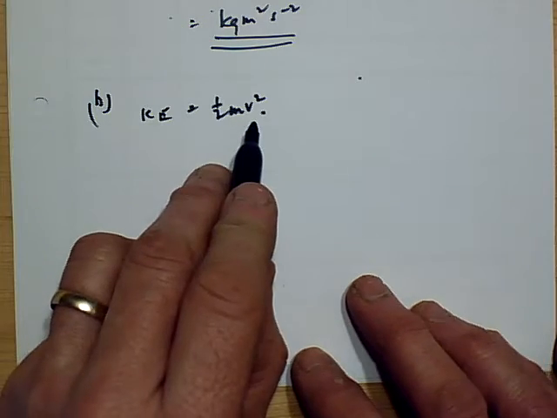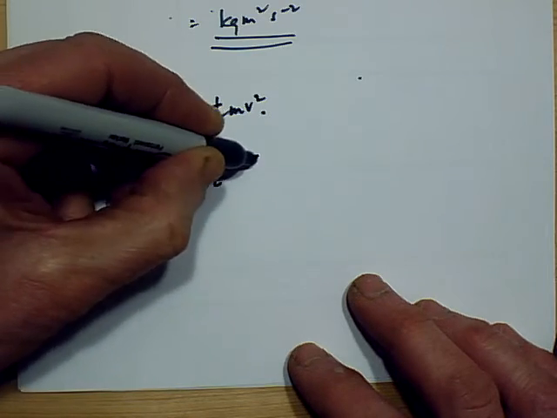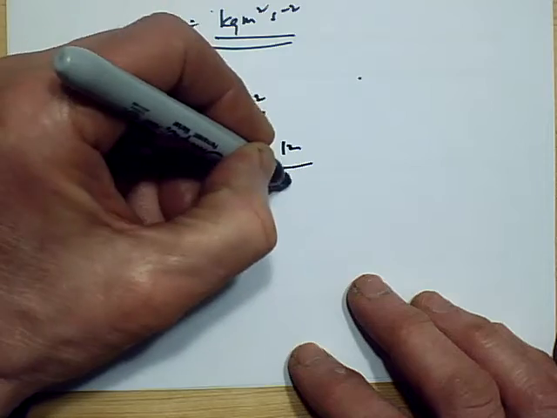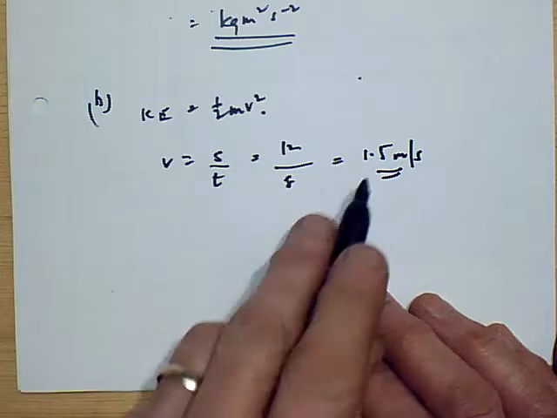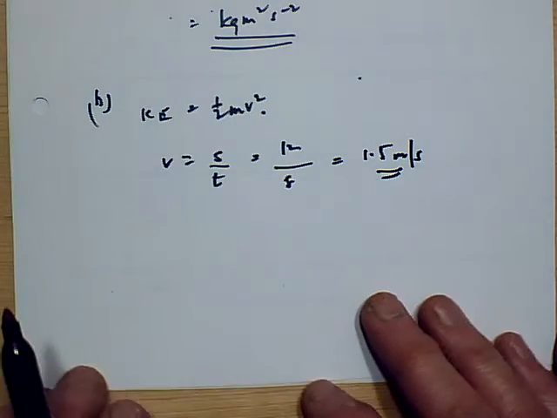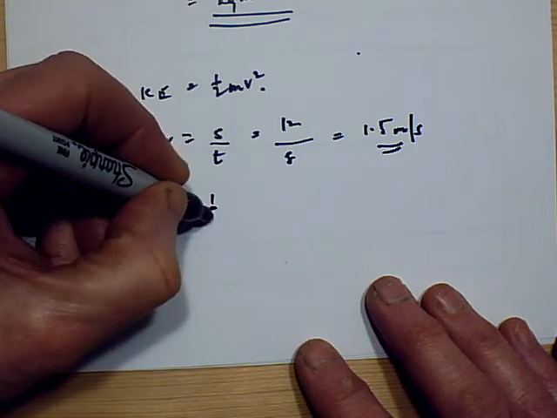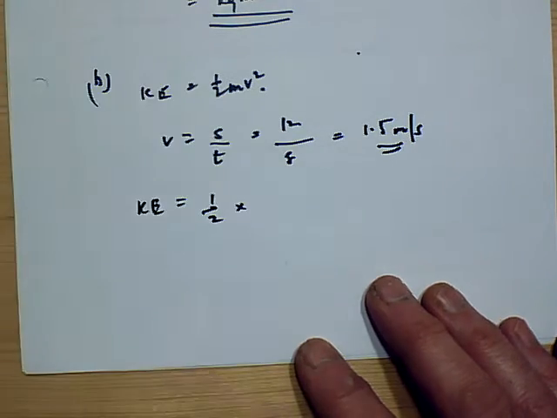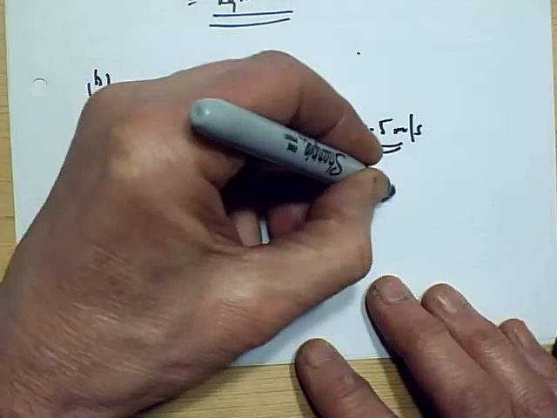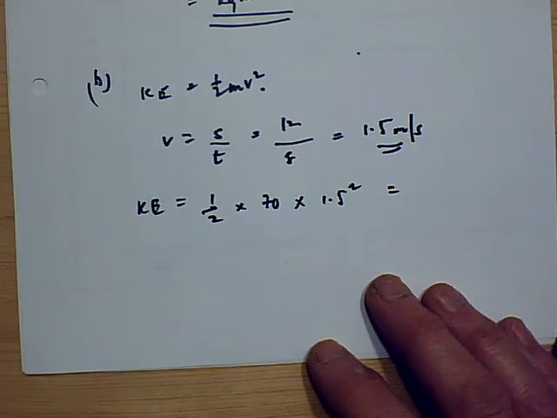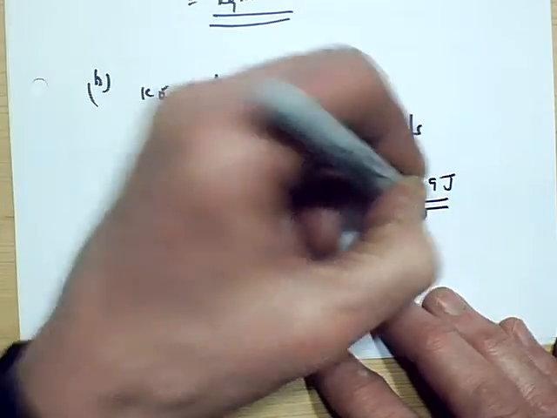We know the mass. We don't know the speed of the person, but we know that v is distance over time, or displacement over time, and they move 12 meters in 8 seconds, so that comes out as 1.5 meters per second. So we can calculate the velocity from the data we're given. Kinetic energy is half times mass times velocity squared, which is half times 70 times 1.5 squared, and we get an answer of 79 joules, if you work it out.